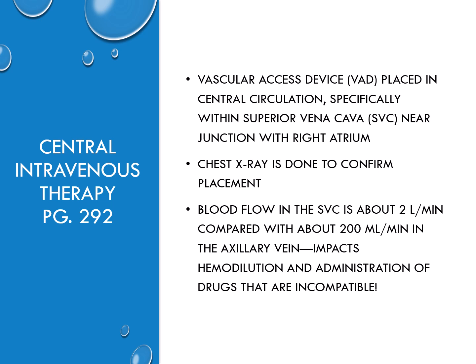Central intravenous therapy is a vascular access device that's placed in the central circulation, specifically within the superior vena cava, near its junction with the right atrium. A chest x-ray is usually done to confirm placement. Other ways to confirm placement may be a magnetic tip locator or an electrocardiogram. Blood flow in the SVC is about 2 liters per minute compared with about 200 milliliters per minute in the axillary vein. This impacts hemodilution and administration of drugs that are incompatible.